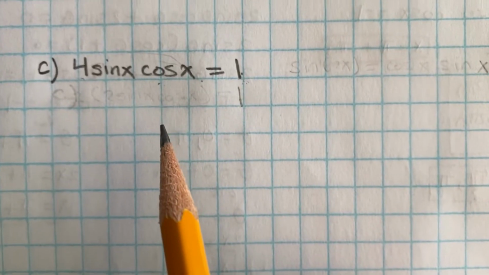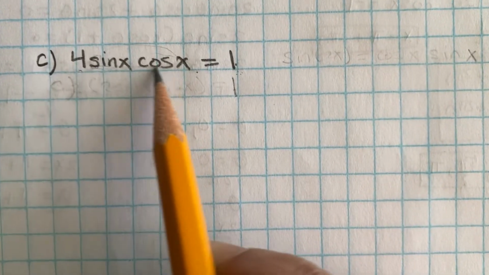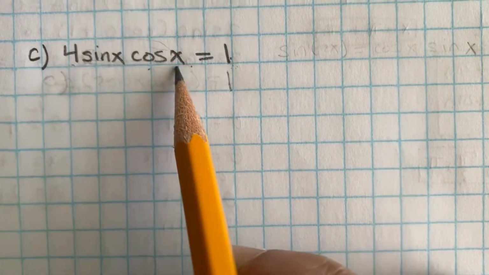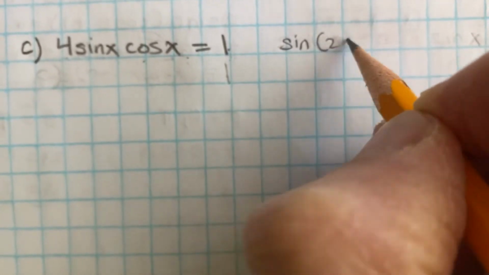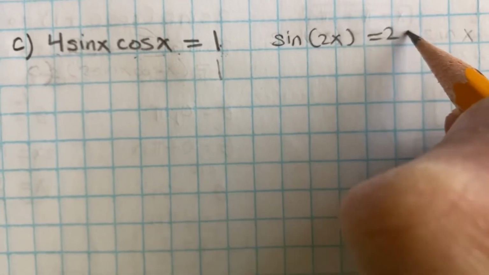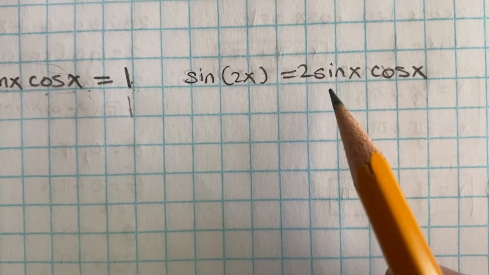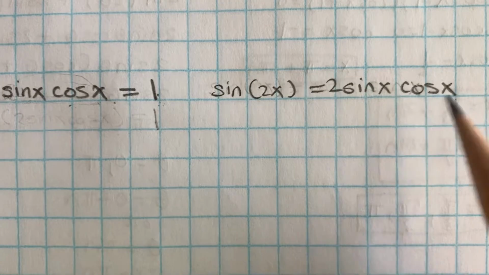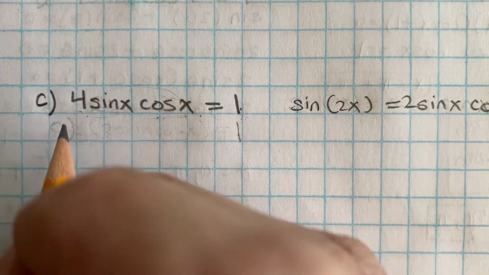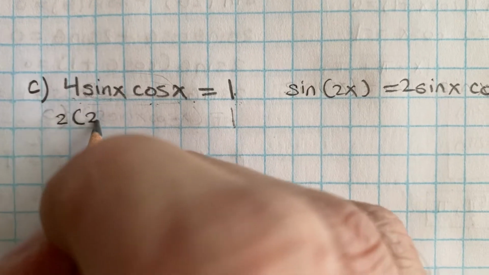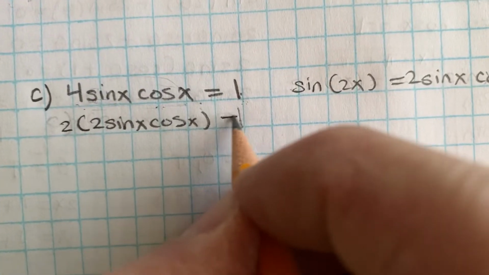You don't want to use the constant product rule. There's no such thing. And I want you to see that sine x cosine x should remind you of your double angle formula. So I'm going to write it out here. Sine of 2x is 2 sine x cosine x. And so we have the sine x cosine x on this side, but we need a 2.